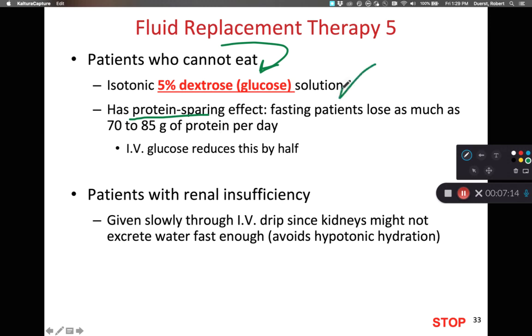If somebody is fasting and just not eating anything at all, they can lose 70 to 85 grams of protein mass per day when they go through gluconeogenesis. But by having a small amount of carbohydrates, they can reduce the amount of protein that they lose by approximately half.